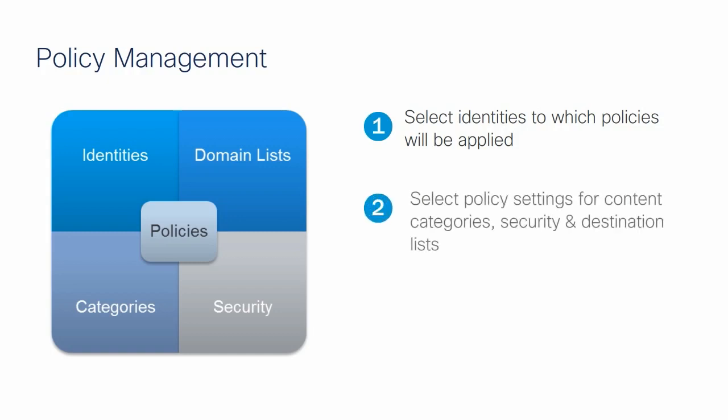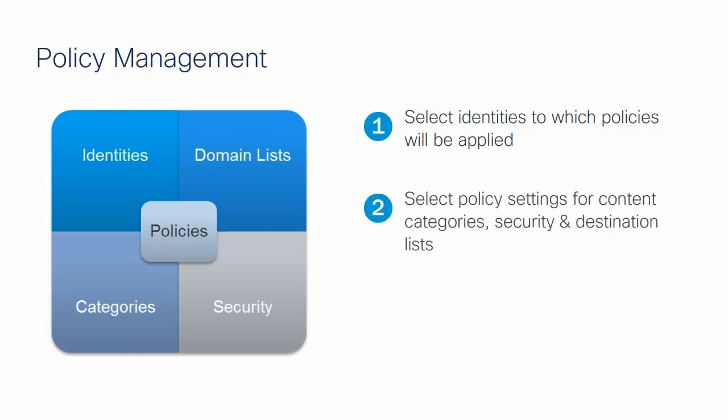Step 2. Select policy settings. During this step, customers make block allow selections for web content categories, security types, and domain lists. For content, Umbrella has more than 60 web filtering categories that customers can use to restrict access. For example, customers can block adult-related websites.